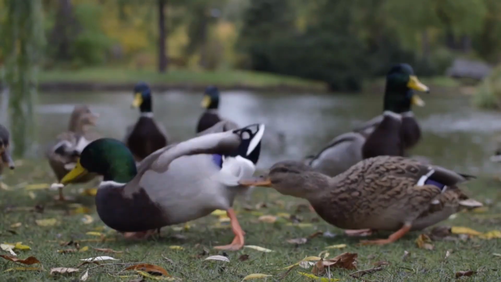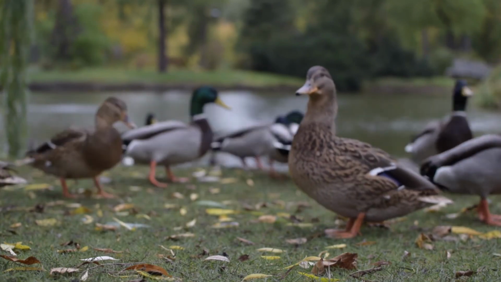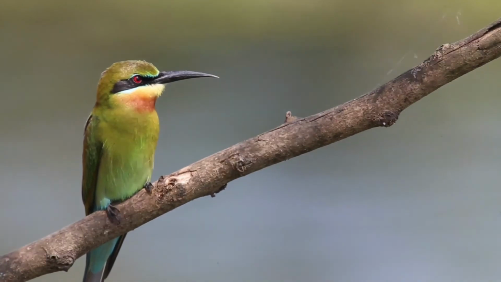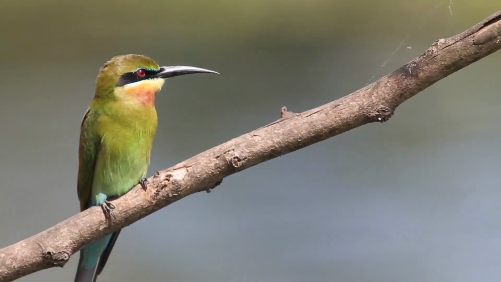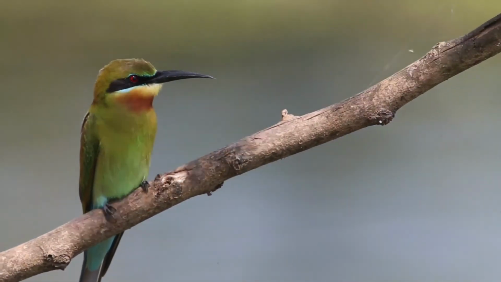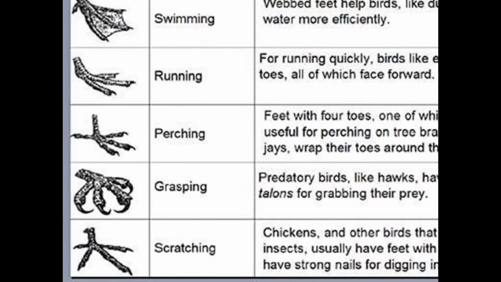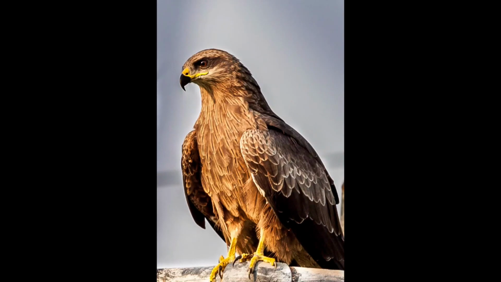The foot of the emu helps the bird to run very fast. Generally they have strong 3 toes. Perching birds have 3 forward toes and 1 hind toe which help them perch on trees. Grasping birds like hawks have grasping-shaped toes. Mostly these types of toes are observed on predatory birds.